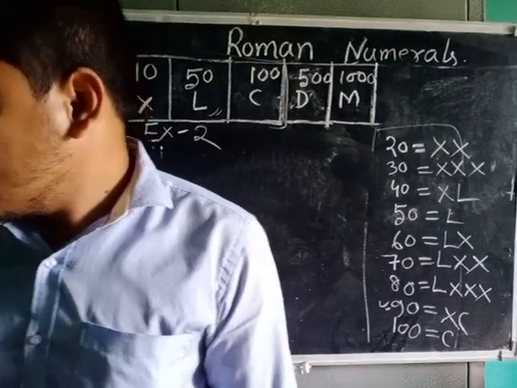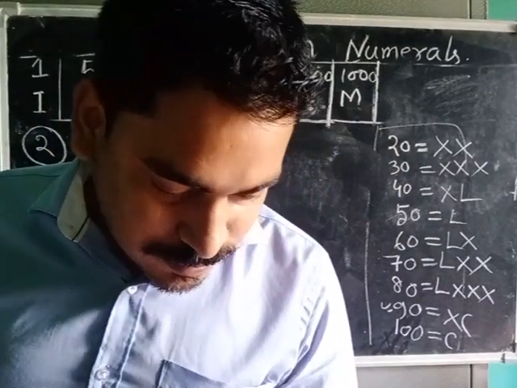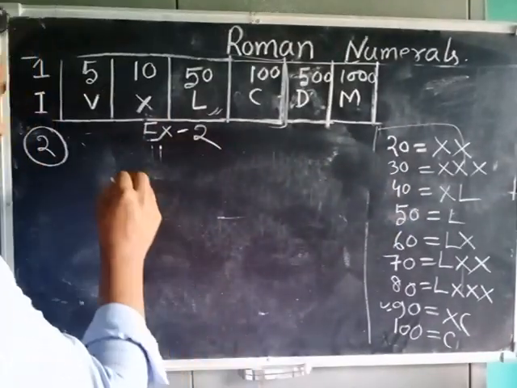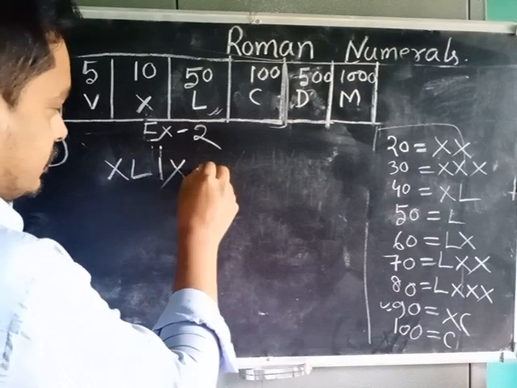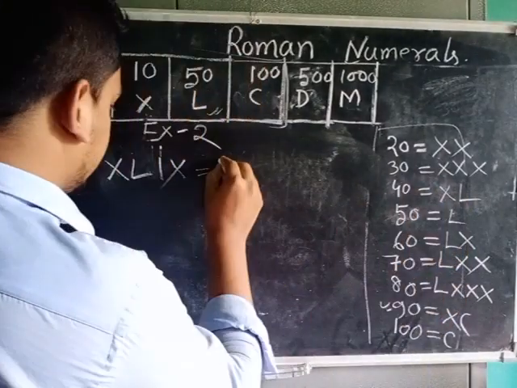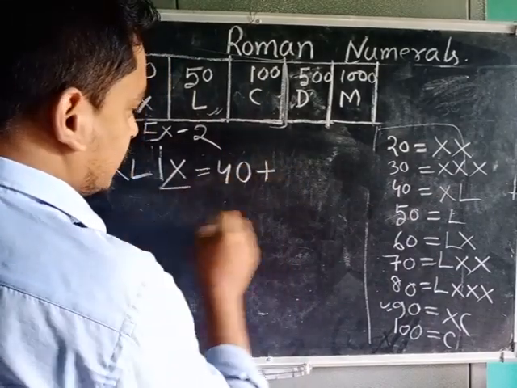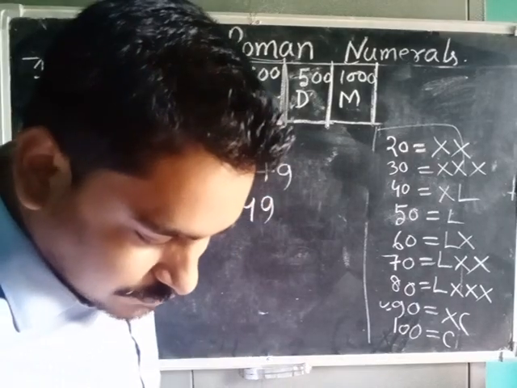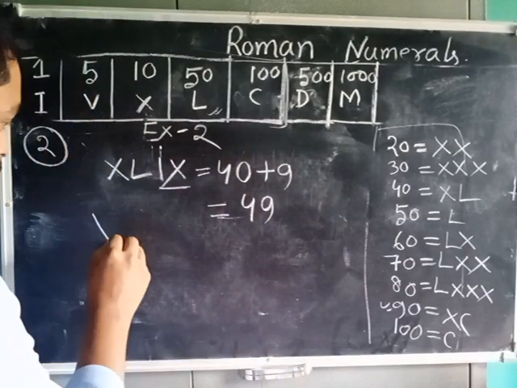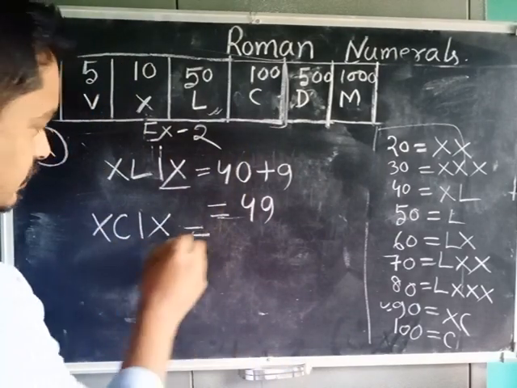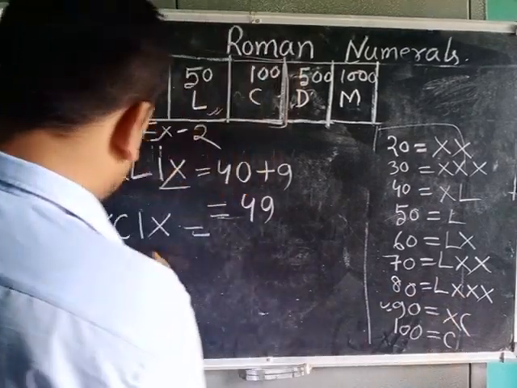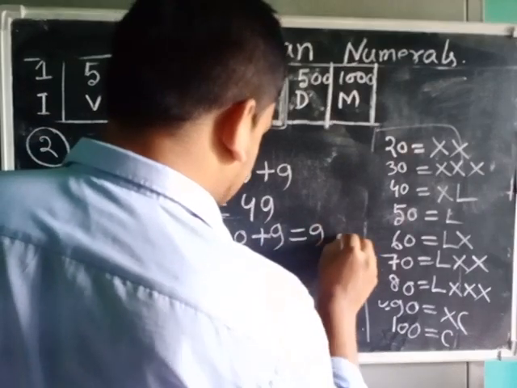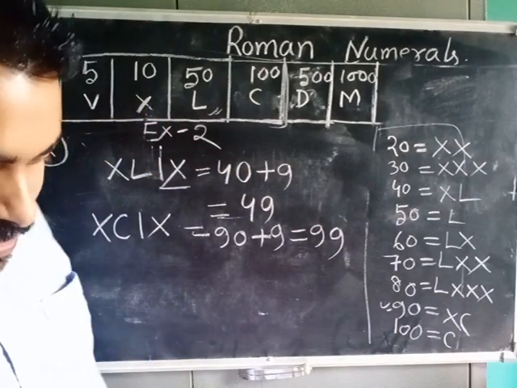Another question. If I take XLIX, XLIX. So what is XL? XL is 40 plus IX means 9. So it is 49. After that, next one, if I take XCIX, XCIX, you see XC is given there, 90, plus IX is 9, that is 99. Okay, I hope all of you have understood nicely.